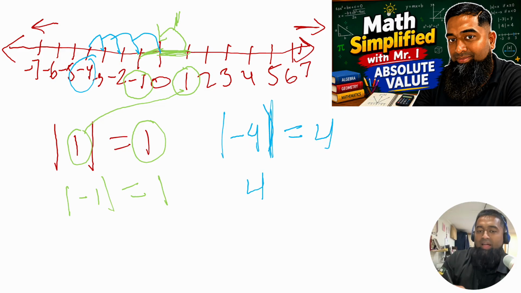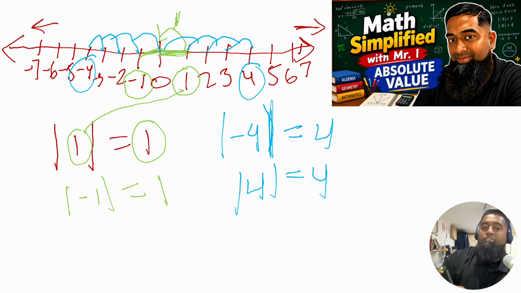What about +4? What's the absolute value of +4? If I'm here, I go 1, 2, 3, 4. And that's how many? 4. So the absolute value of -4 is 4. The absolute value of +4 is 4. So let me go ahead and switch the color. Okay, I'm going to do purple on this one. And I'm going to tell you what is the absolute value of 6.